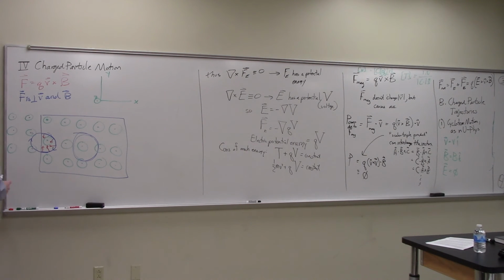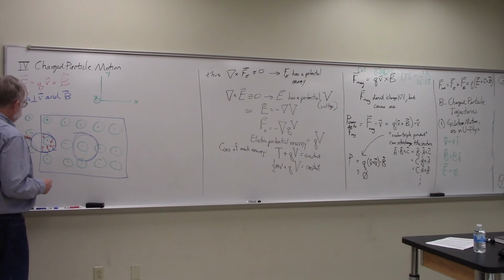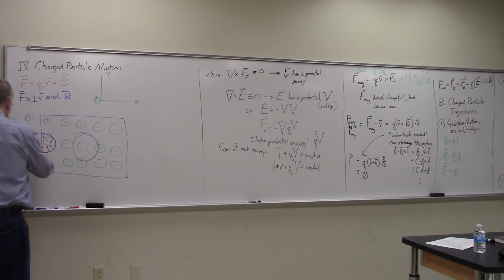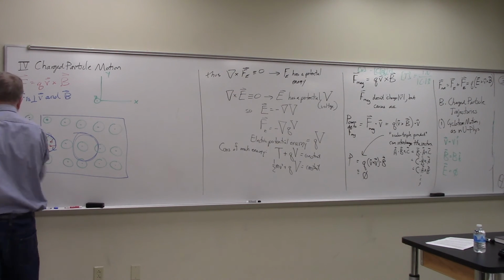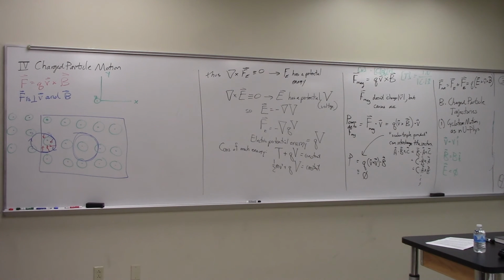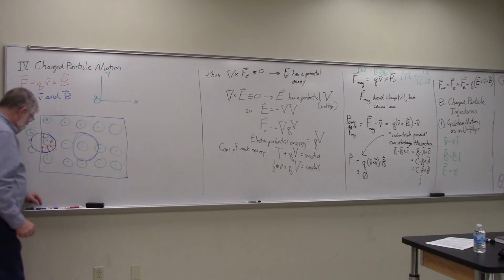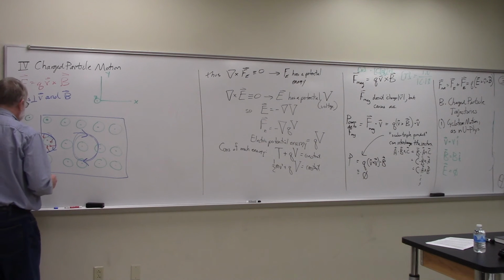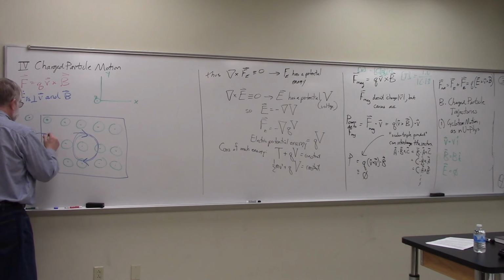Now let's double check our right-hand rule. If V is that way and B is out, V cross B, that's definitely down. So yeah. But right here, V crossed into B, that's definitely up. Yes. So my right-hand rule is working there. So this particle will circulate. Okay. This is assuming Q is positive.